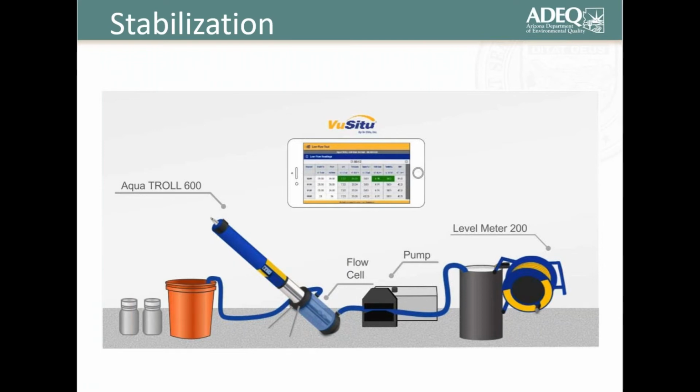And nowadays they're super slick. It can be hooked up to your phone, and you can right away look at your stabilizing parameters, and you keep pumping until those parameters are stabilized. You're not getting bouncy pH or bouncy turbidity, and so forth. And so to the left of that Aquatrol is your bucket with your purge water. And so you're pumping and pumping and purging until all your parameters are stabilized. And then finally, to the left of that are your sample containers.